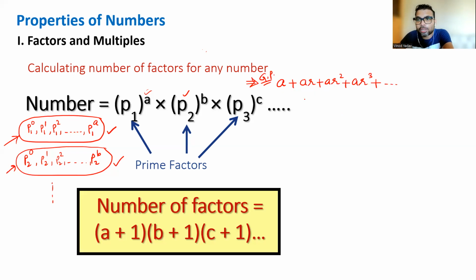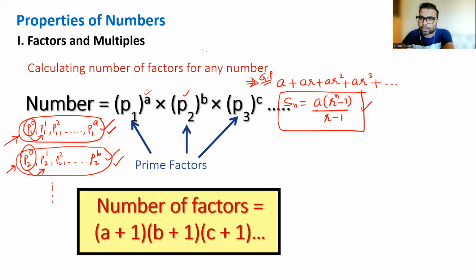So if I add all these terms, the formula is a into r to the power n minus 1 divided by r minus 1. This is the sum of all the n terms of a GP. So you can use this formula to find the sum of all the factors. Here the first term is 1, the common ratio is p1. Here also the first term is 1, the common ratio is p2. The number of terms is a plus 1, the number of terms is b plus 1, and so on. So accordingly, you can fit in this formula and use this logic.